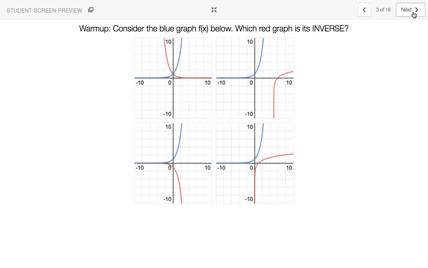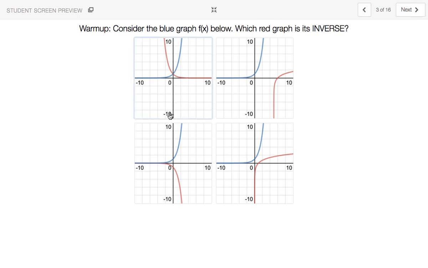Which one of these is the red graph, the inverse of the blue graph? Oh, you know what's interesting is the images showed in a different order in my other class, and it was bottom left again. But it is the bottom right this time. How do we know how to find the graph and its inverse? What's their relationship? Yeah, they're reflected over y equals x.